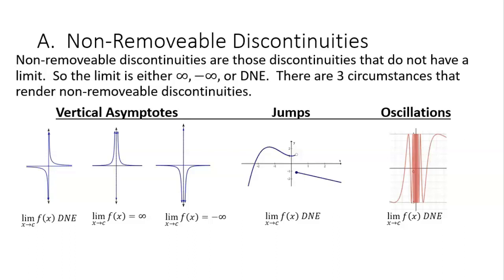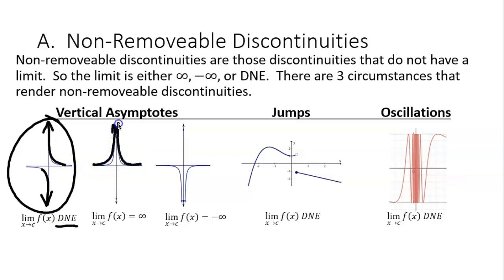And we have three different circumstances that we've already learned about that render non-removable discontinuities: vertical asymptotes, jumps, and oscillations. Okay, so for this one here, you can see that the limit from the left as x approaches c is negative infinity, but as x approaches c from the right, it's positive. And when it's opposite on both sides, then we just say it doesn't exist. Whereas over here, if it's infinity on both sides, then we can say that the limit is infinity. And then right here, if they're both going downwards, we can say that the limit is negative infinity. Now all three of those mean it doesn't exist, but that's how you would write it in each individual case. And that's what vertical asymptotes do.